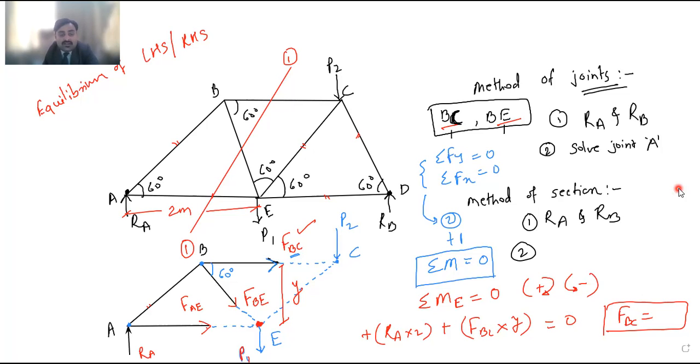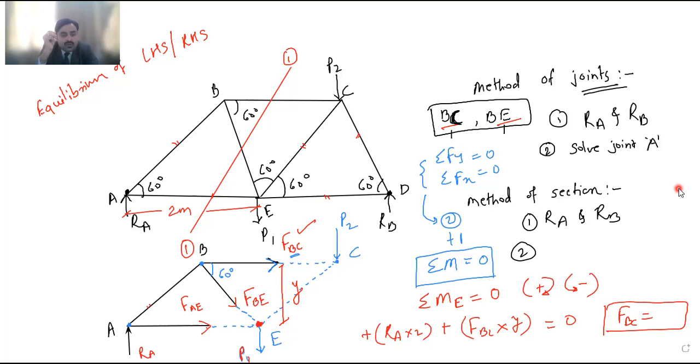Okay. So what is the additional advantage we are getting here in the method of section? The first advantage is we can directly find out the forces in the member where we want, or where the problem is asking, directly without solving the preceding joints. And the second thing is that in addition to summation Fx and Fy, we can use the equation of summation M also. That is also very helpful to us. By using the equation of summation M, we can solve it.